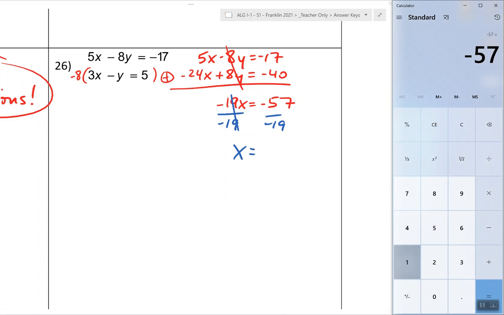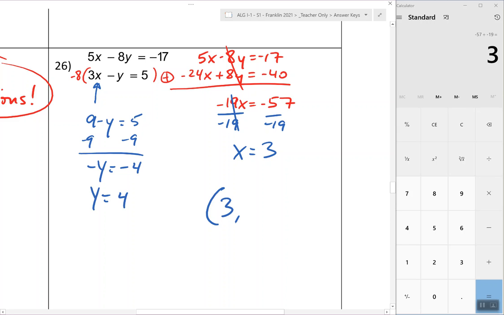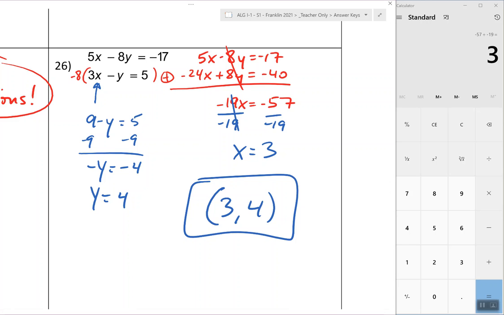Let's go ahead and double check. We do get 3 there. So our x equals 3, let's plug that in right here for x. So 9 minus y equals 5. Subtract the 9. Negative y equals -4, so y equals +4. The solution there, 3, 4. And again, you can always check that by plugging x and y in. I believe this one works out.